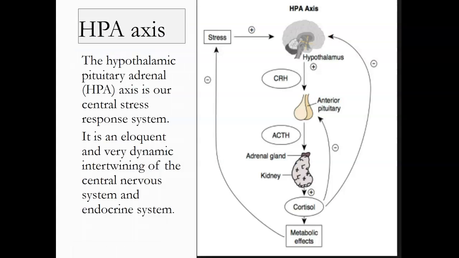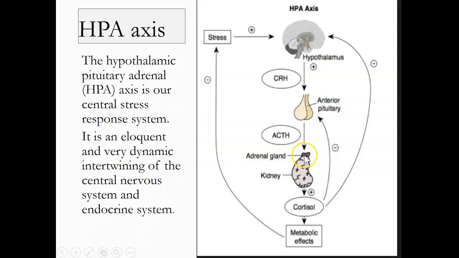I'll show you this in a second. So here it is right here. Here's the hypothalamus way up in the brain. Stress. I'm really stressed over the neuro exam. Boom. Hypothalamus releases CRH to the pituitary gland, which releases ACTH to the adrenal gland on top of the kidney.